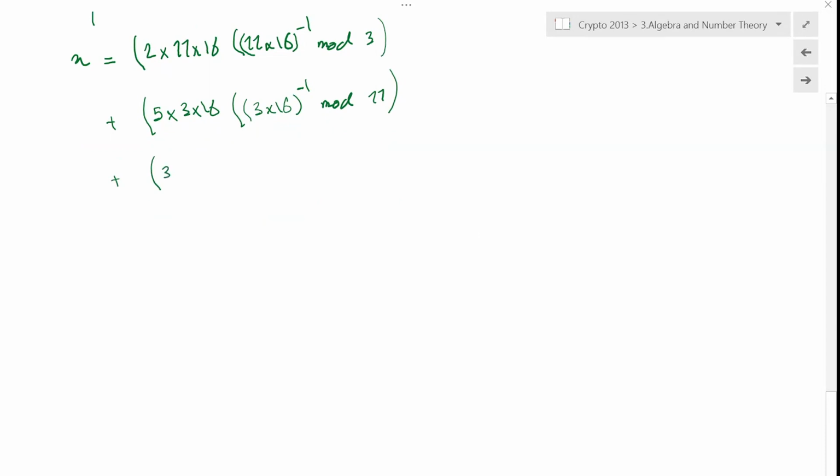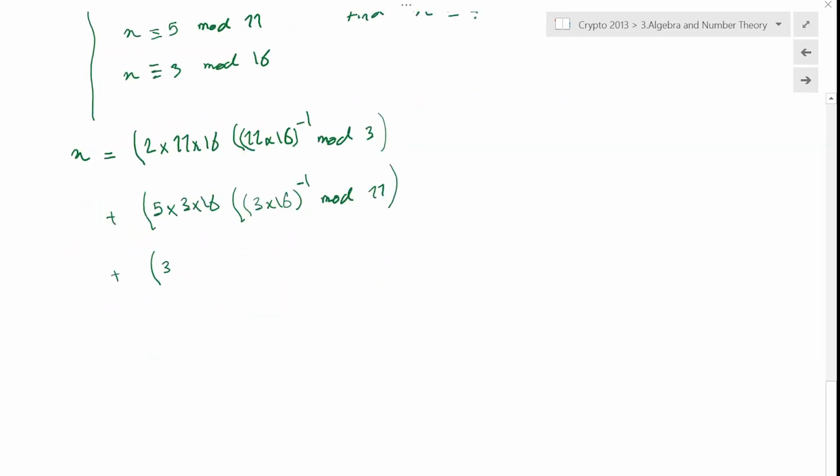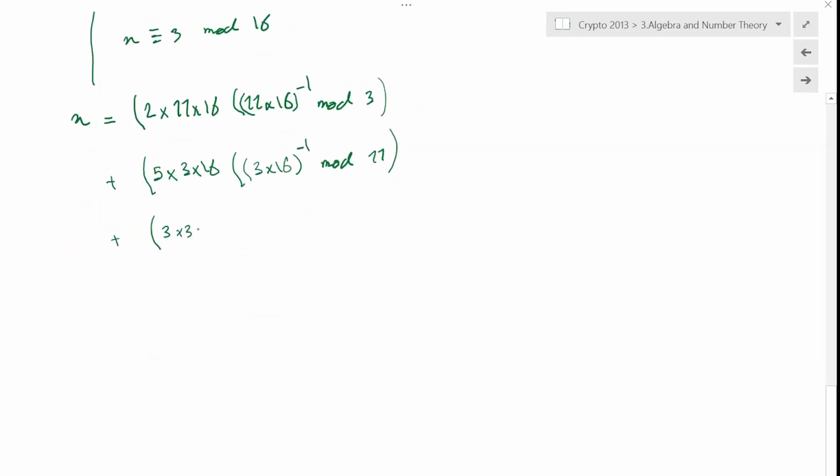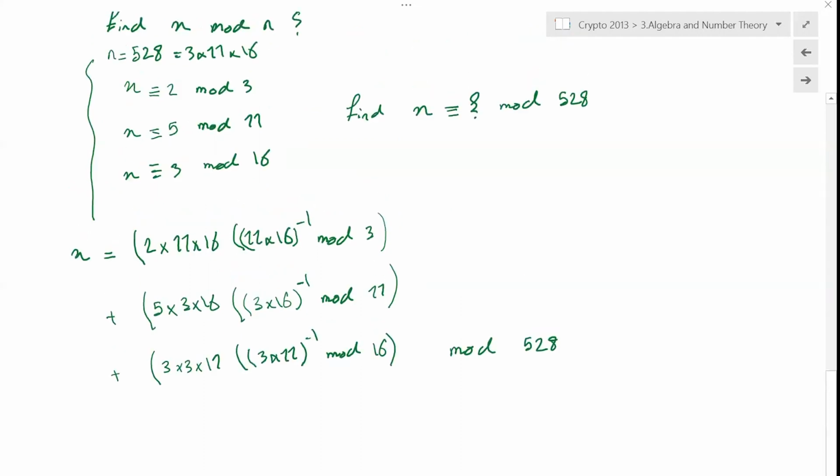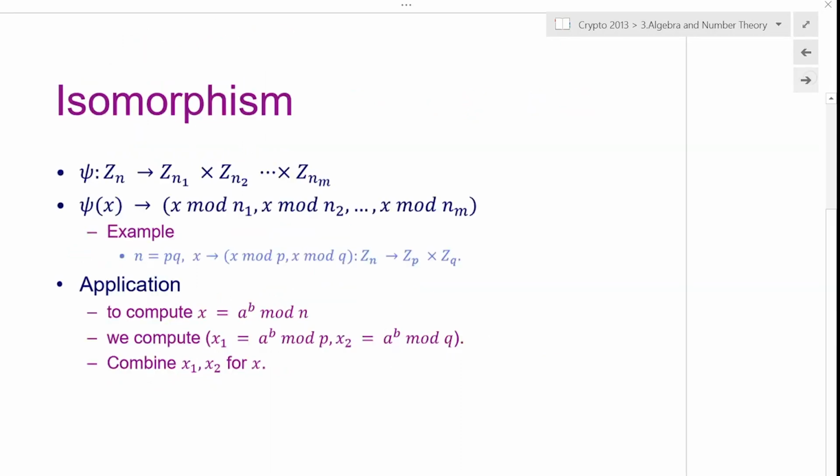And then for the last one is r3. So we have r3 times 3 times 11, and then we're going to multiply this by the inverse of 3 times 11, mod 16. Okay, and then I'm going to do mod 528. So if we do all this computation, I can find x mod 528. So I was just given some residues of this n, and I can combine them using the Chinese remainder theorem to build them up and compute x for n. So you might wonder, why would we need this? Why do we bother to do this computation?